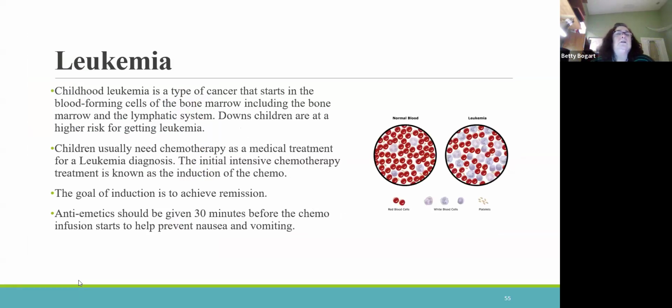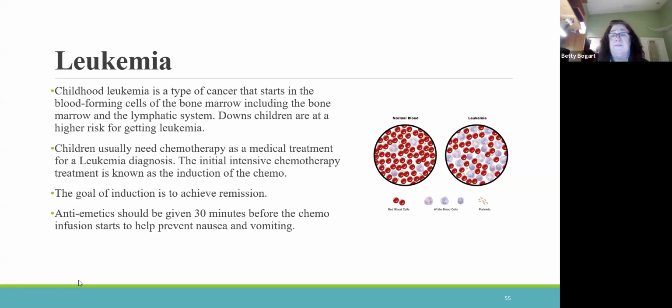Leukemia. Leukemia is the white blood cells where they're not working right. So, of course, they have no immune system. As I said, Down children are at higher risk for getting it. How do we treat it?